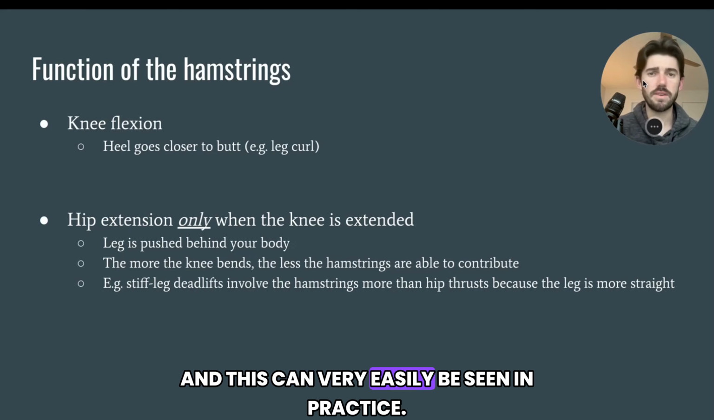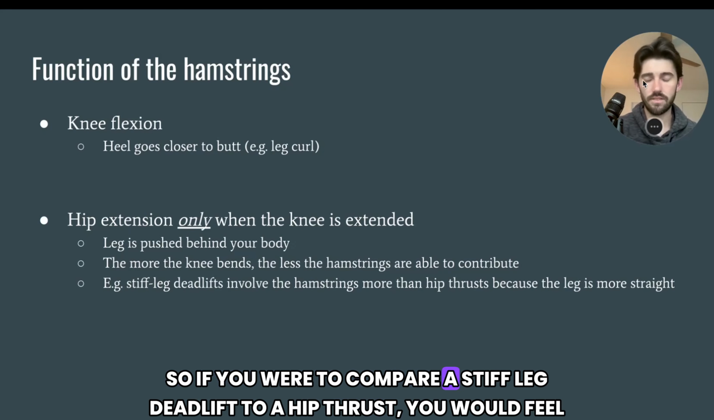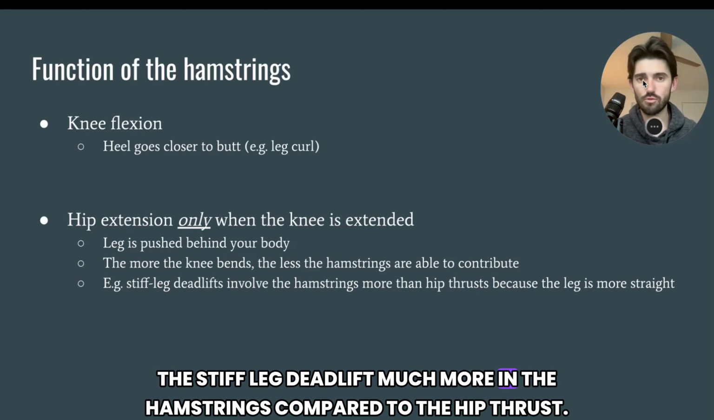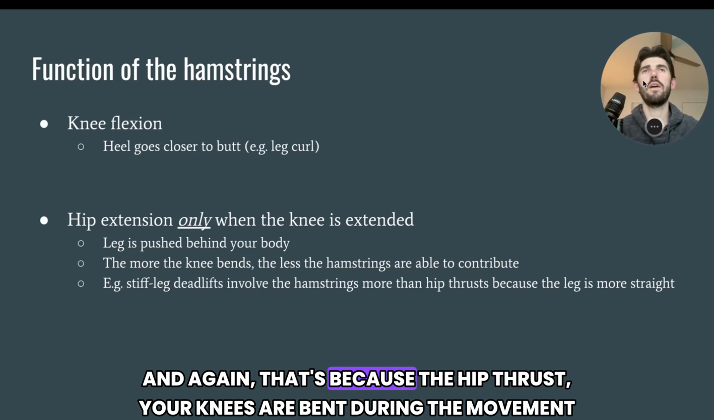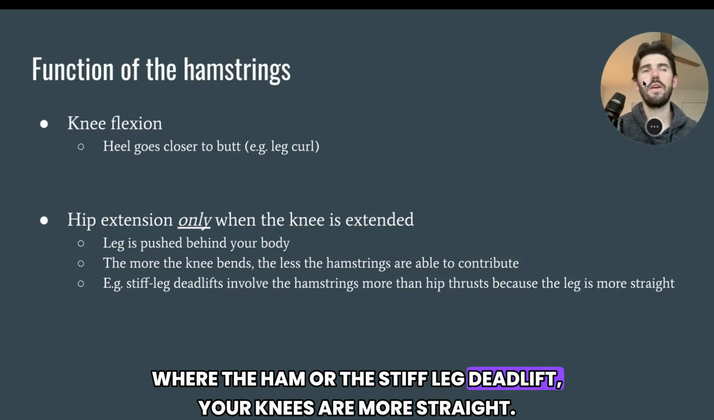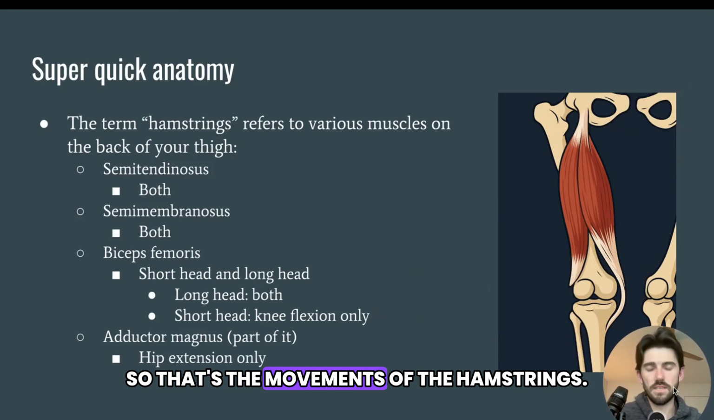And this can very easily be seen in practice. If you were to compare a stiff leg deadlift to a hip thrust, you would feel the stiff leg deadlift much more in the hamstrings compared to the hip thrust. And again, that's because in the hip thrust, your knees are bent during that movement, whereas in the stiff leg deadlift, your knees are more straight. So that's the movements of the hamstrings.